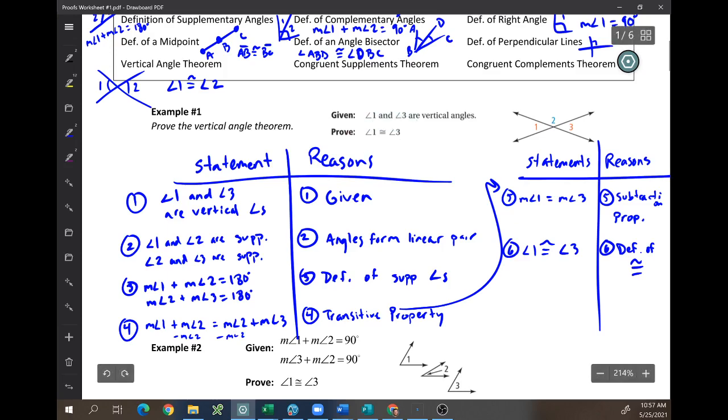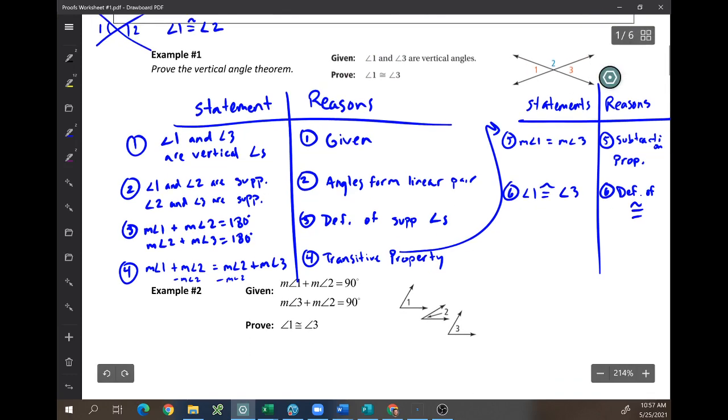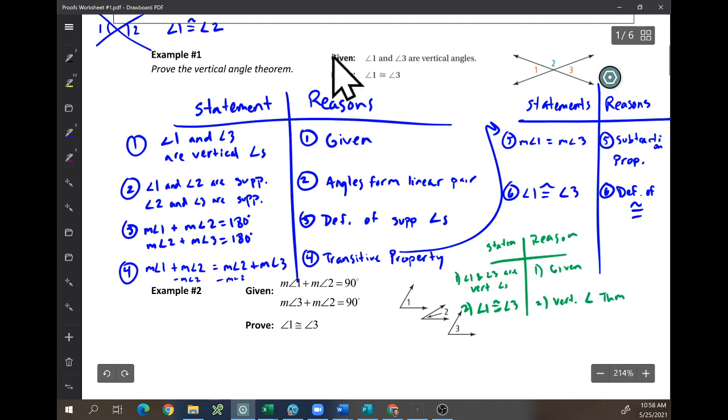Now, though, you don't ever have to do that on your own. What you can do literally, now that we know this as a theorem, is a much easier way to do this would just be to say statement and reason. And to literally just say, okay, number 1 is angle 1 and angle 3 are vertical angles. Why? Because that was given. And then literally, if I know they're vertical angles, I can just say angle 1 is congruent to angle 3 because of the vertical angle theorem. So if you're lazy like me, you'll kind of just abbreviate it like that.